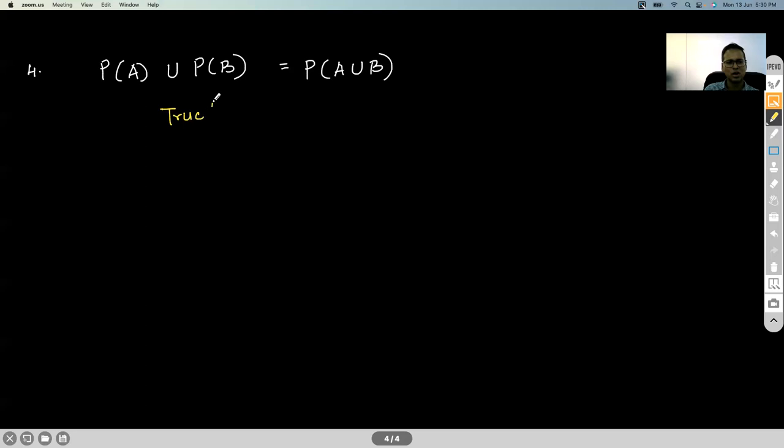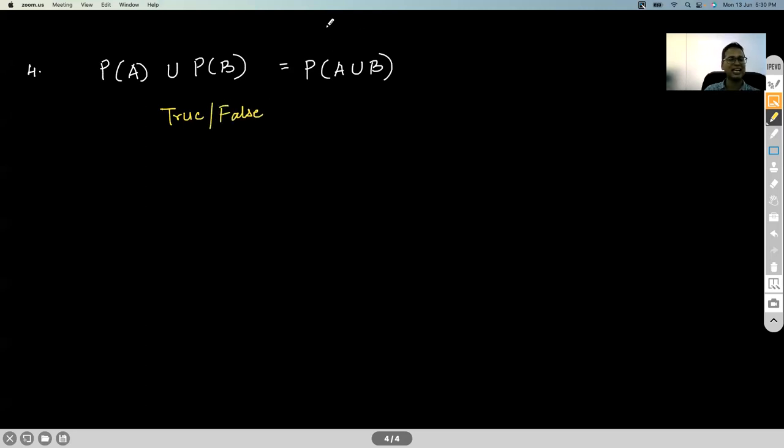Property number four, maybe I will discuss, let's take it because you already know union and intersection from your school understanding also, right? Now I'm going to make a statement over here. P(A) union P(B). Do you think this is equal to P(A union B)? What do you think? This statement, is it true or is it false?